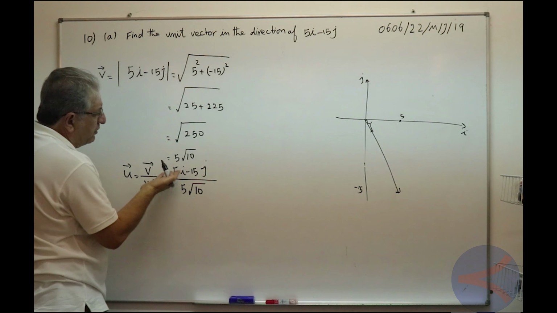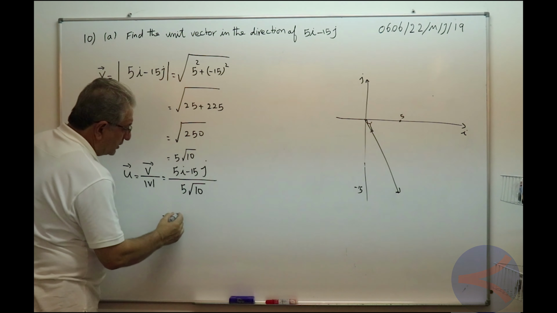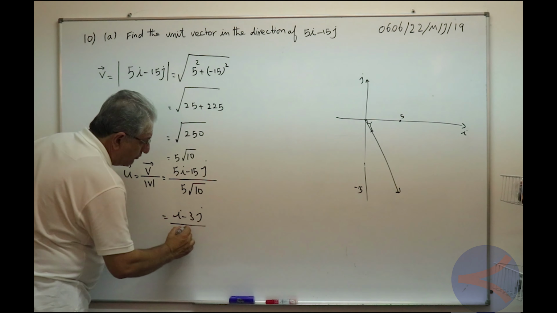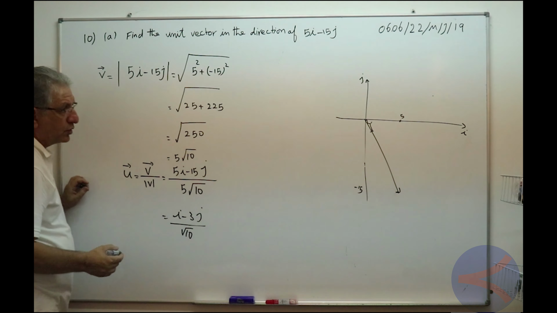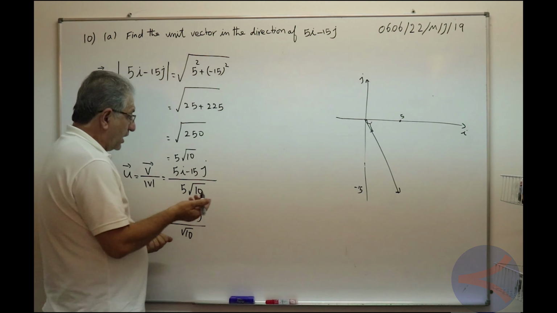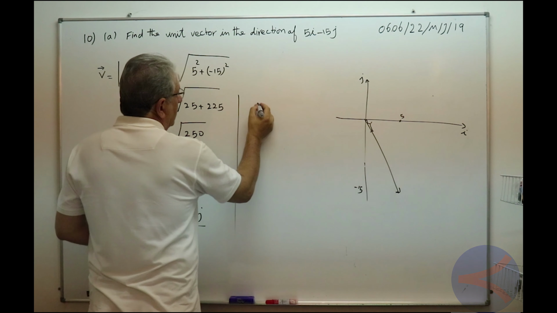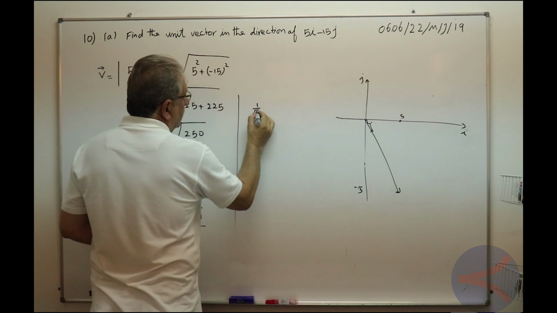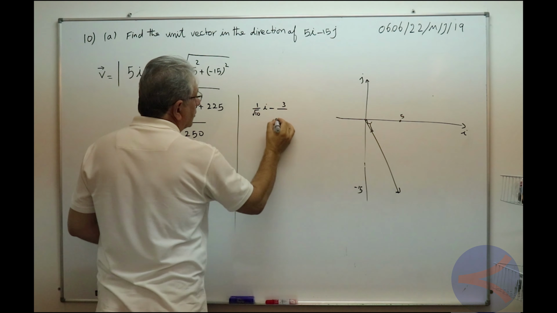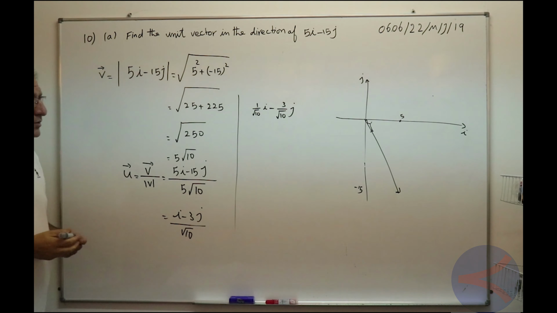If you want to simplify, you can factorize 5 and cancel this 5. Then we get i minus 3j divided by the square root of 10. So your vector is this. Or you can write it, it's all the same thing: 1 over the square root of 10, i, minus 3 over the square root of 10, j. Exactly the same thing.